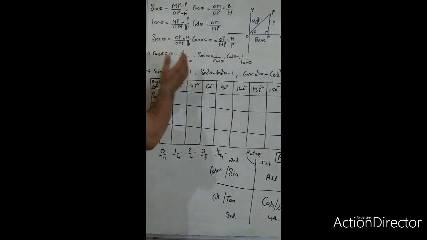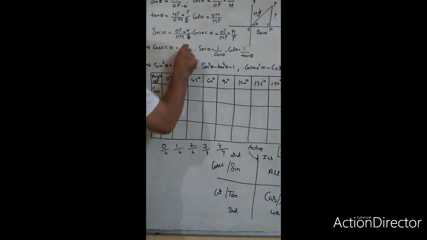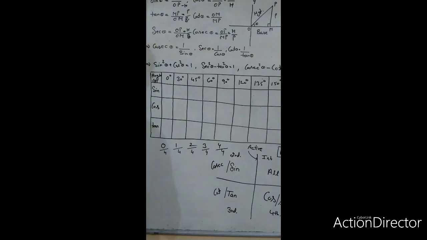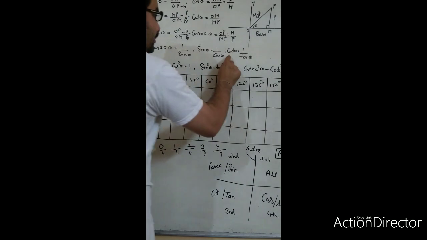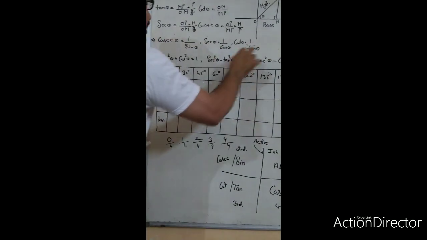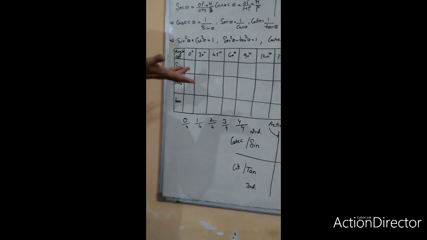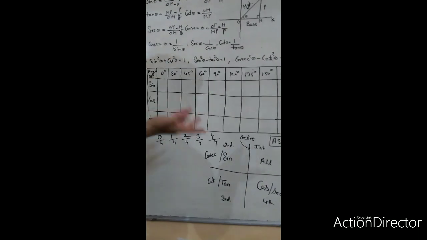Now we will relate some formulae. Since cosecant theta is the reciprocal of sin theta, sec theta is the reciprocal of cos theta, and cot theta is the reciprocal of tangent theta, these relations are very important for finding the value of one trigonometric ratio from another. And there are 3 main important relations which are very helpful for this.